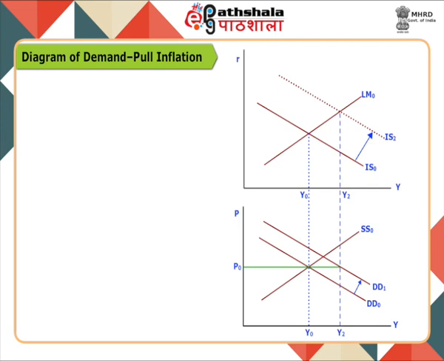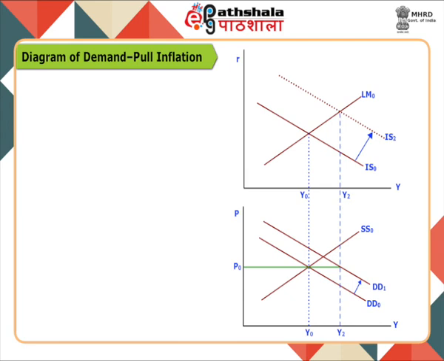However, at this price level, aggregate supply would move along the supply curve SS0 and supply would remain at Y0. Hence, at the current price level P0, there is excess demand to the extent of Y0, Y2. This would create an upward pressure on the price level, and as a consequence, the price level would start rising. The price level would rise until excess demand wipes out and aggregate demand is equal to aggregate supply.